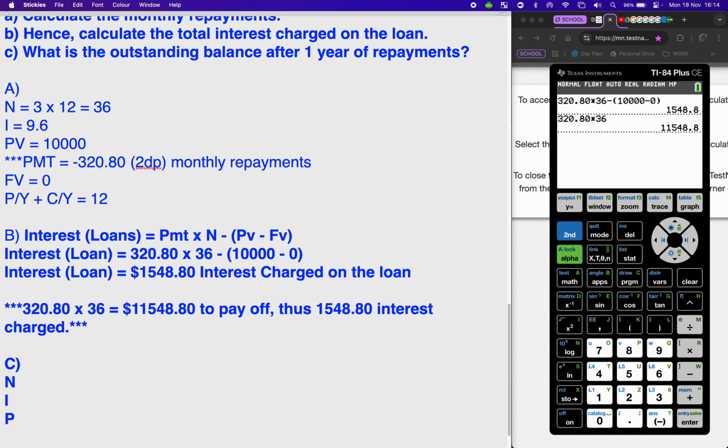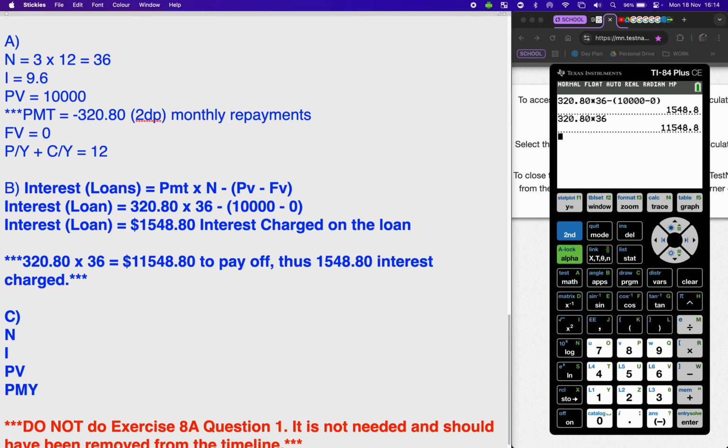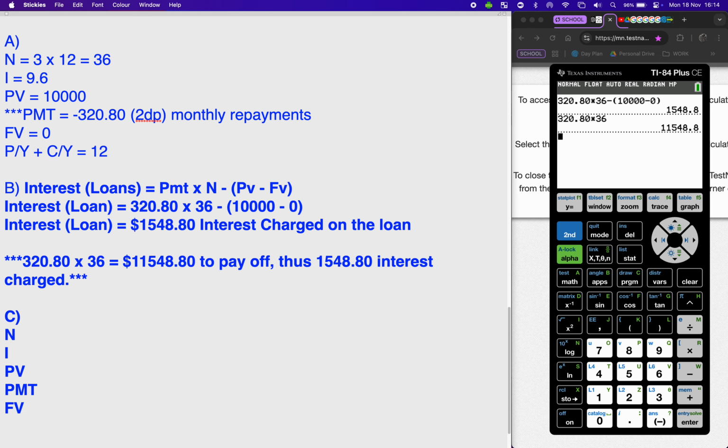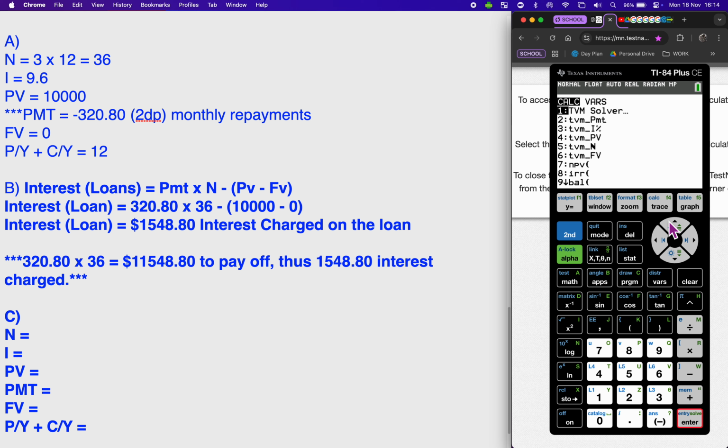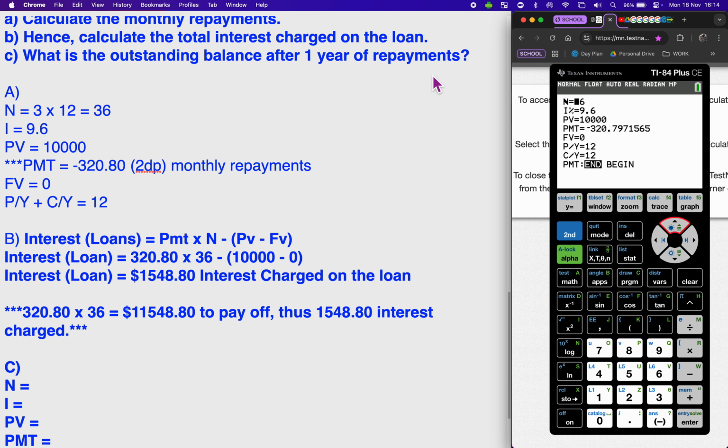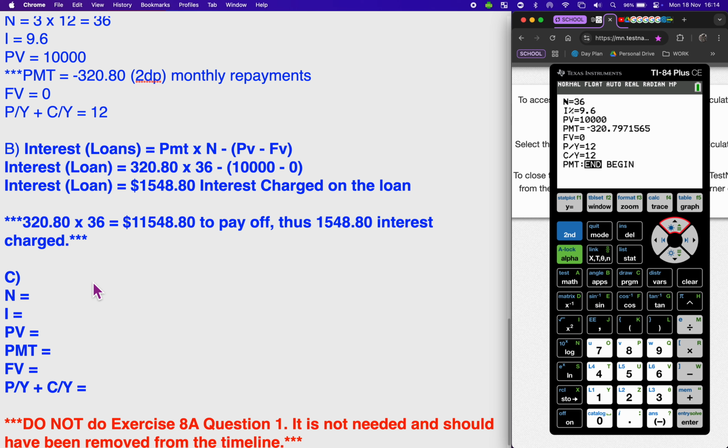N, I, PV, PMT, FV, PY, and CY. So this is asking, what is the debt going to be after 1 year? If we look at the calculator, this is telling me the debt after 3 years, 36, is 0, which makes sense. You're taking the loan out over 3 years, so after 3 years you're going to have no debt. But this is asking, what's the debt going to be after only 1 year, which you haven't fully paid off?